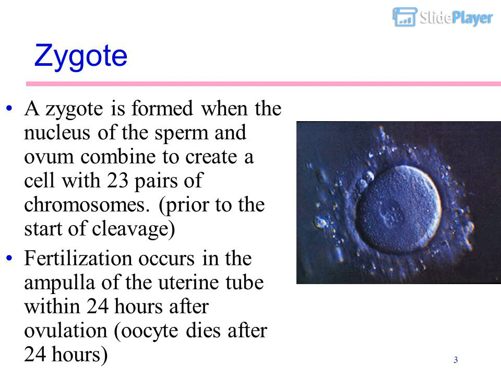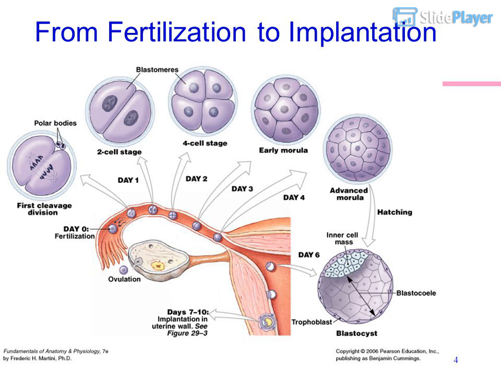Zygote. A zygote is formed when the nucleus of the sperm and ovum combine to create a cell with 23 pairs of chromosomes, prior to the start of cleavage. Fertilization occurs in the ampulla of the uterine tube within 24 hours after ovulation. Oocyte dies after 24 hours. From fertilization to implantation.